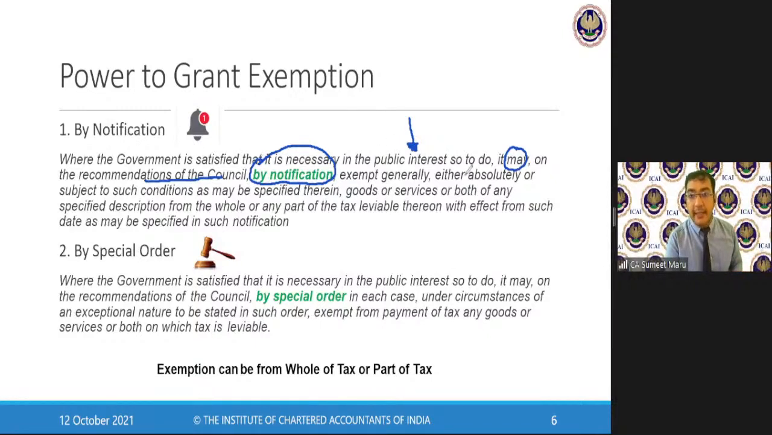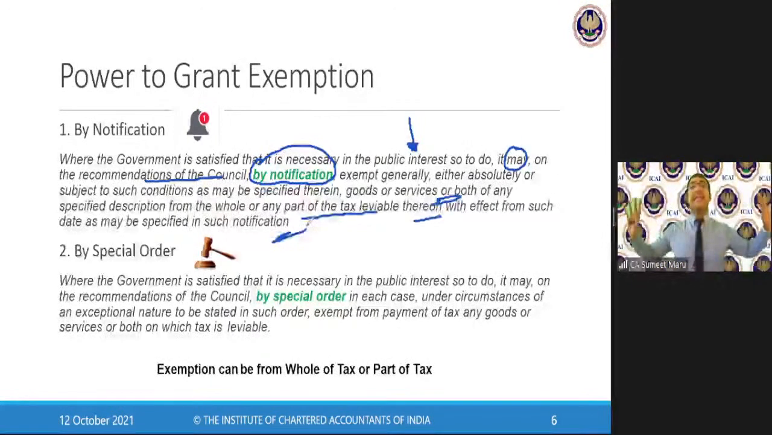Exempt generally, either absolutely or subject to such conditions as may be specified therein, goods or services or both of any specified description from the whole or part of the tax leviable thereon, with effect from such date as may be specified in the notification. So here they have simply said, in public interest, if the government thinks so, on the recommendation of the council, they can by notification tell you that certain goods or services are going to be exempt from this and that date. That's it, as simple as that. The first way they can convey the exemption.